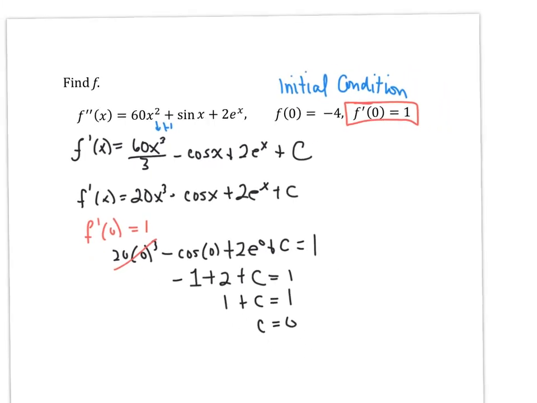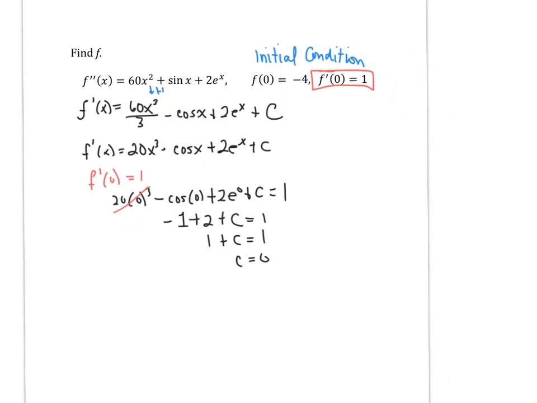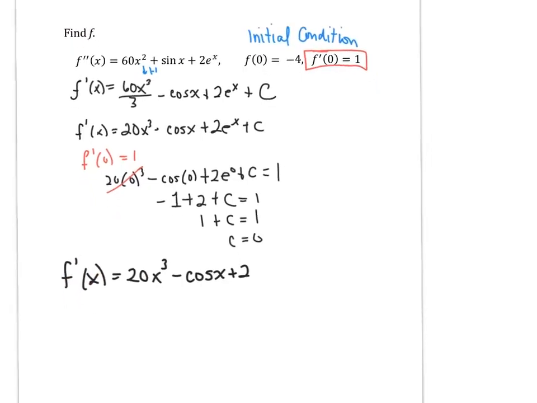What this means is that now we can figure out exactly what f prime is. We know that c is 0, so f prime of x is 20x cubed minus cosine x plus 2. Okay, and there's no c. Now we need to do this one more time, because remember, our goal is to find f, and we have another initial condition, and we've only found f prime, so we need to find f. So we're going to do the antiderivative one more time.